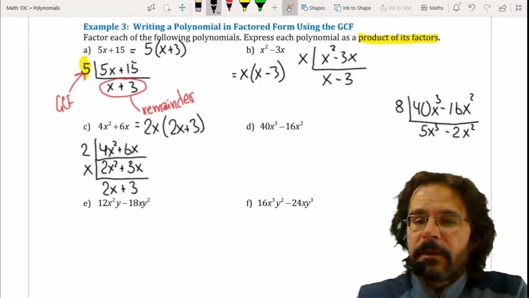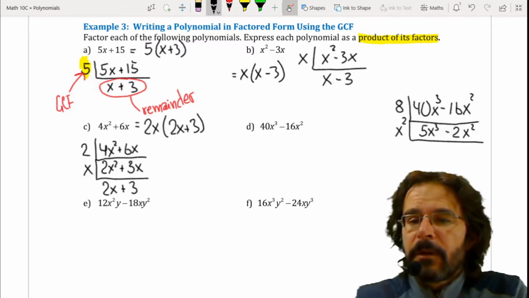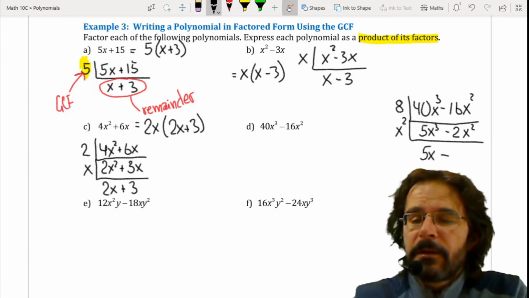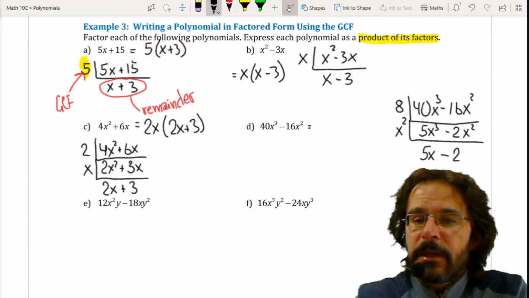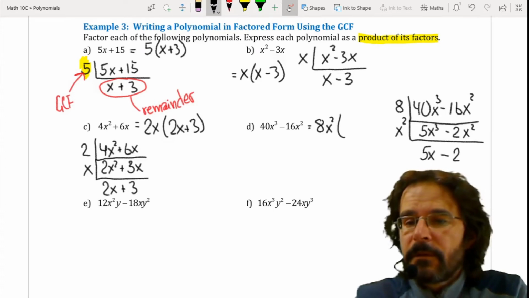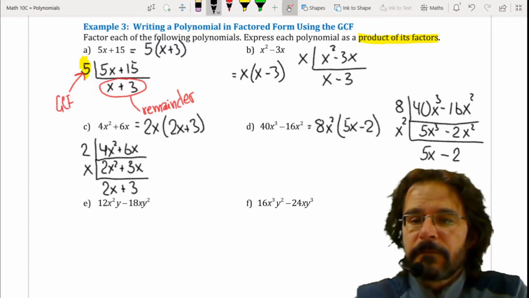We can factor out an x squared term here. So 5x cubed divided by x squared is 5x, minus 2x squared divided by x squared is just 2. So we can express this as 8x squared times this binomial 5x minus 2.